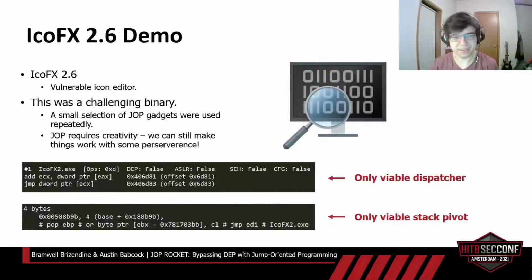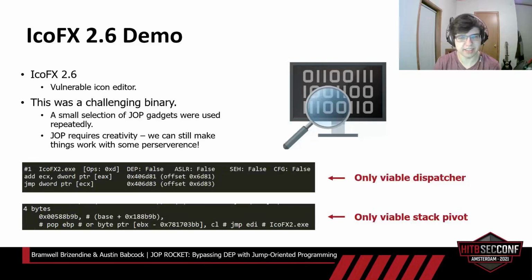Hey, I'm back. I'll be taking you through an example of an exploit I've created on a binary in the real world, a binary called IcoFX 2.6. It's an icon editor with a vulnerability that allows you to craft a malicious icon file. And I've created a JOP exploit using a similar stack pivoting approach that the automated generation does.